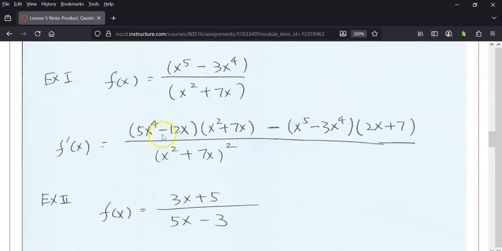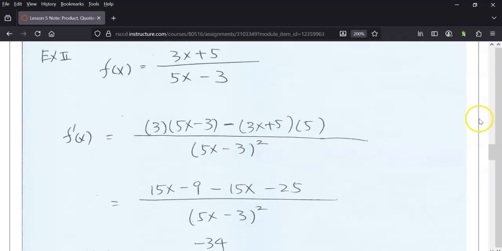So this is where you see. So basically, you're taking the derivative first. Sometimes they say, well, derivative of the top times the bottom minus the top times the derivative of the bottom. Okay, you see a lot of people saying that. Might be easier to remember. Okay, now let's do another example.